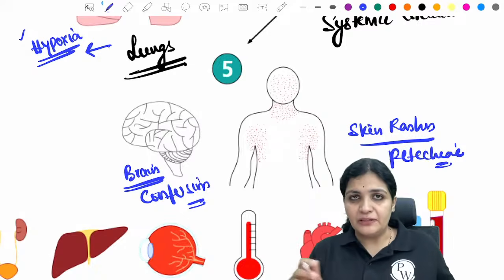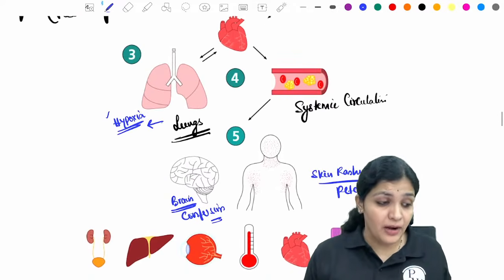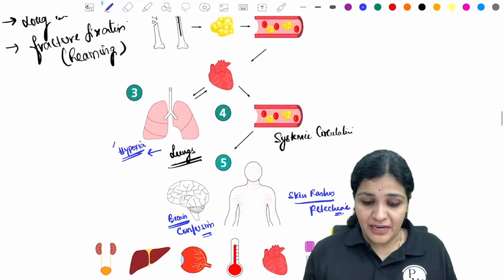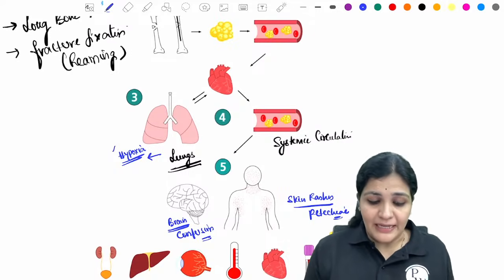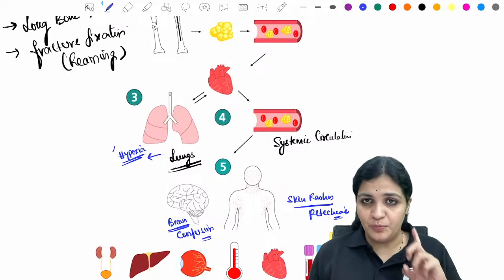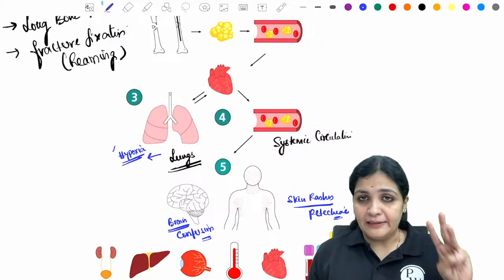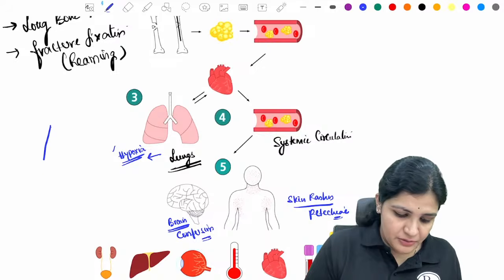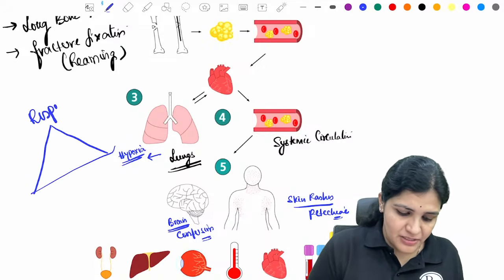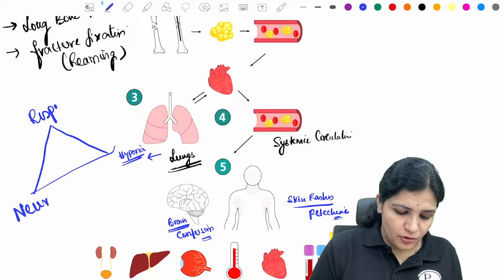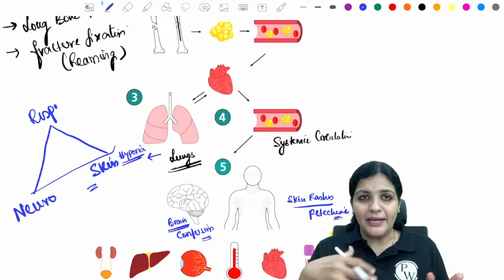So these are the three important things you have to look for to call this person fat embolism syndrome. One is hypoxia because of the lungs, the second is brain confusion, and the third is petechiae. This is the classical triad, where there is involvement of the respiratory system, the neurological system, and the skin. Okay, so this is the major criteria.